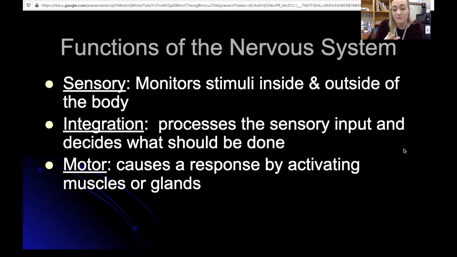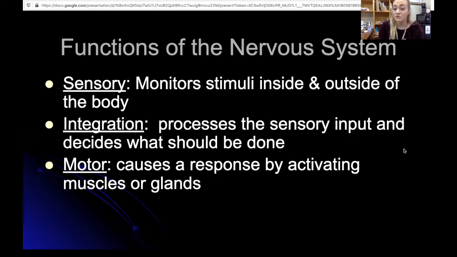So this monitors stimulus from inside and outside of the body as well. So it just monitors all of those stimulus, sensory experiences that we are going to have. And then second is integration. So this is going to just be the process of sensory input. So basically it just decides what needs to happen. So it's going to receive that message and say, okay, something's going on. We need to figure something out to do. So this integration function is that step two, and it's going to decide, okay, this is what has to happen in order for this function to occur.